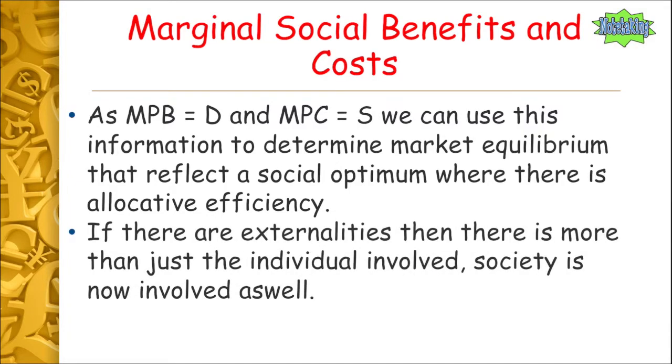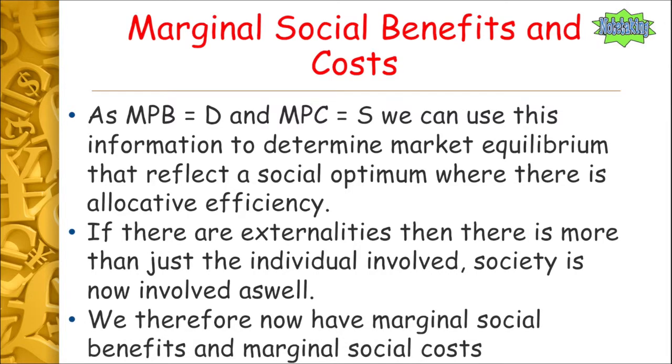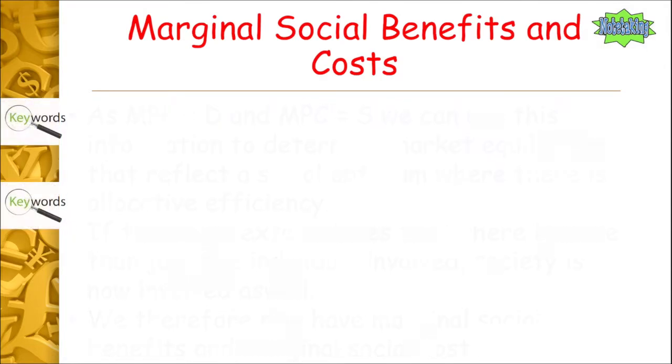However, if there's externalities involved, then there is more than just the individual involved. We now have society involved as well, so that's going to change things a bit. We have therefore marginal social benefits and marginal social costs as well. And up until now, we've just been looking at the individual firm, or the producer, and the individual consumer. Now we have all of society to take into account as well.